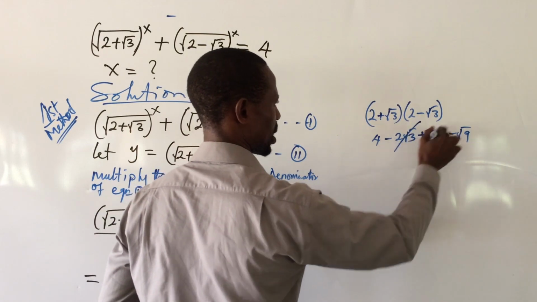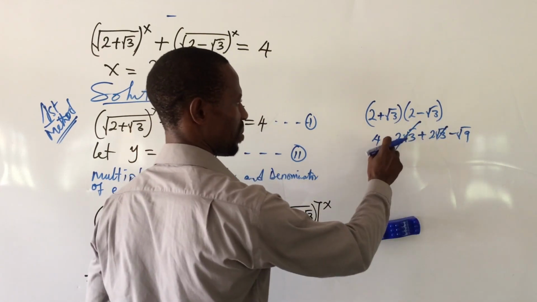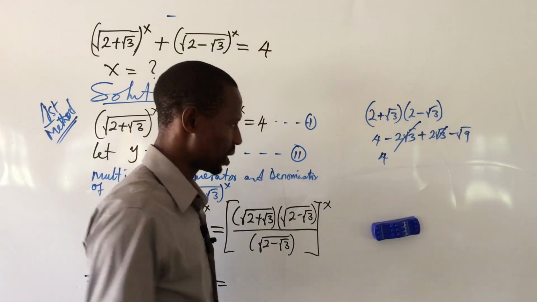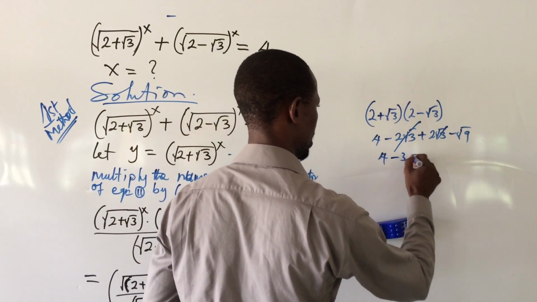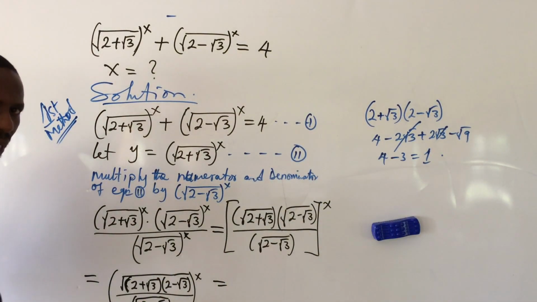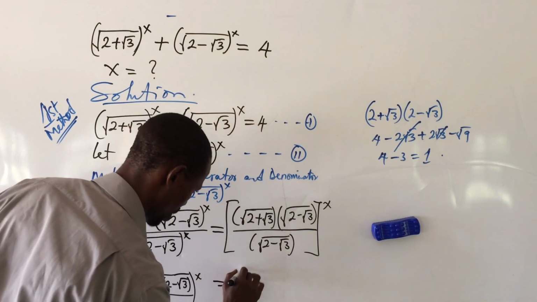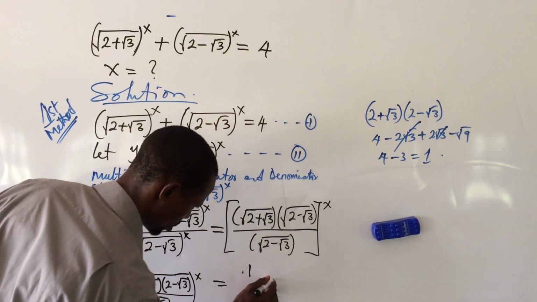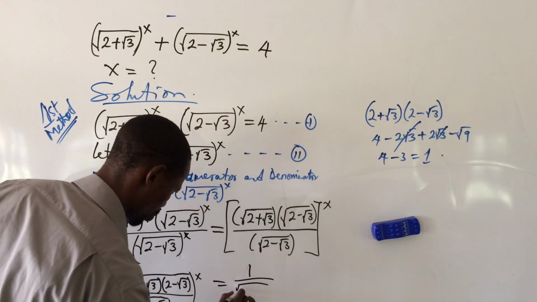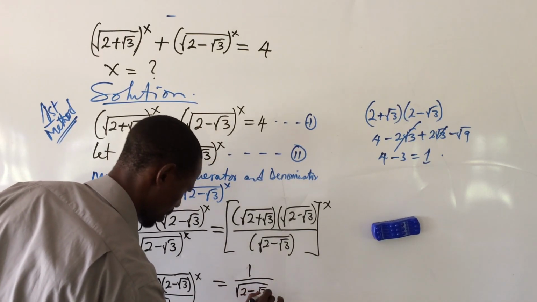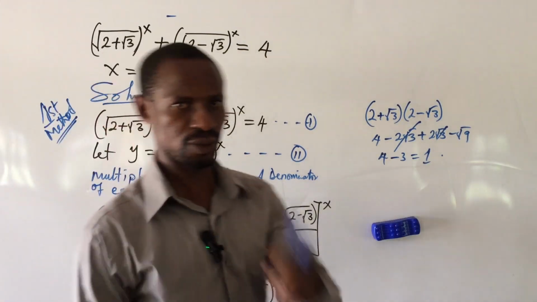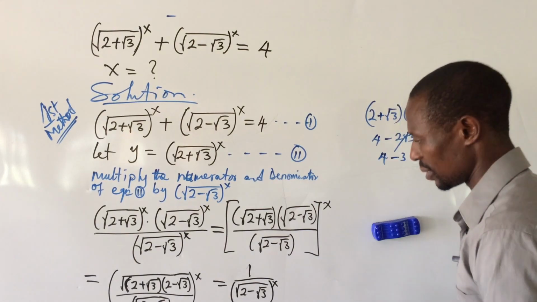So this will give this, and this will leave the system because we have a minus sign and a plus sign here. So we are left with 4. Here we have root 9 will give us 3. So minus 3, and automatically we have 1. So the whole of this numerator is going to give us 1. And thus we're going to have here 1 all over root 2 minus root 3 all to the power of x, because 1 to the power of x will give us 1.